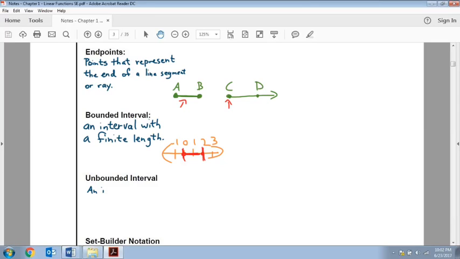An unbounded interval is an interval that has infinite length, or you can think of it as something that is not finite. Something that is not finite is infinite. So, for example, earlier, that ray over there, from C to D, this ray is infinite.